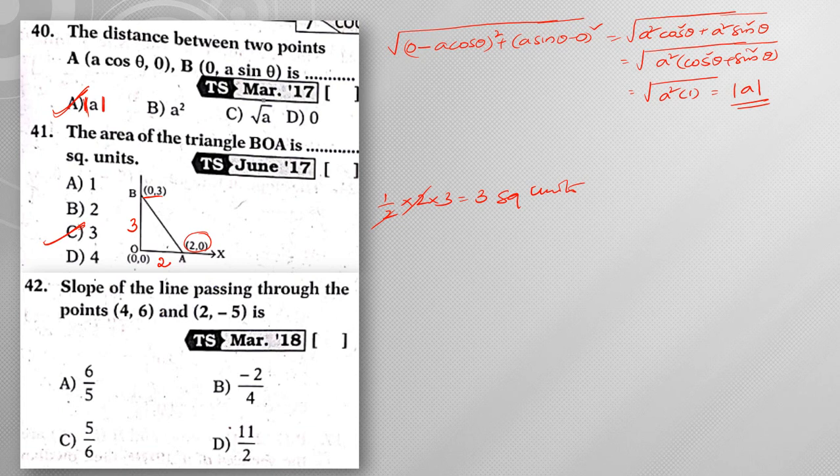Next, the slope of the line passing through points (4, 6) and (2, minus 5) is. So already we know the slope formula, it is nothing but (y2 minus y1) by (x2 minus x1). Now (minus 5 minus 6) by (2 minus 4). Minus 5 minus 6 is minus 11 by minus 2, which gives me 11 by 2. Hence 11 by 2 is my answer here, right?